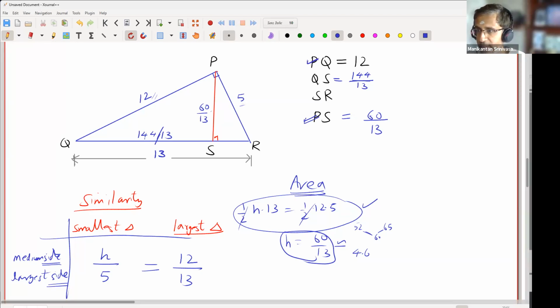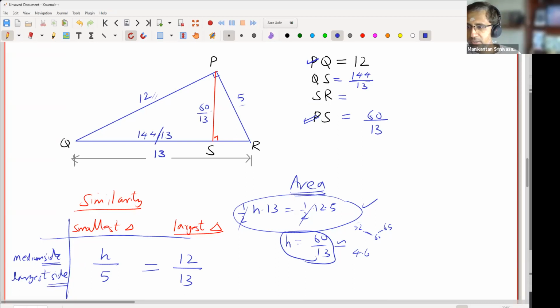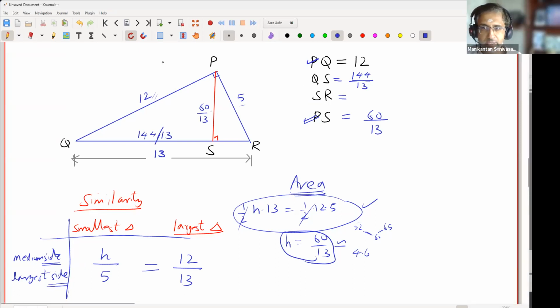Isko 144 by 13 mil gaya tha. Have you got 144 by 13 as well, Arnav? I didn't solve for it. Let me just see. All right. Can you do it, please? Yes. And similarly, SR also. I'll give another minute for you guys to finish QS and SR, whoever has not finished. Meanwhile, Snigdha, have you finished SR? If so, can you call out the answer for SR? No, sir, 2 minutes. Jan, have you finished? Sir, I'm solving. Arnav, you can lower your hand. Your hand is still up.